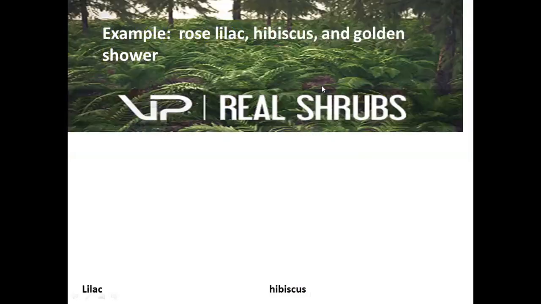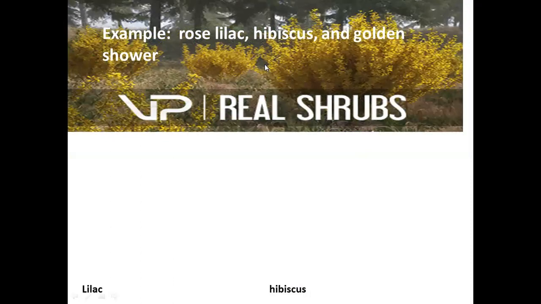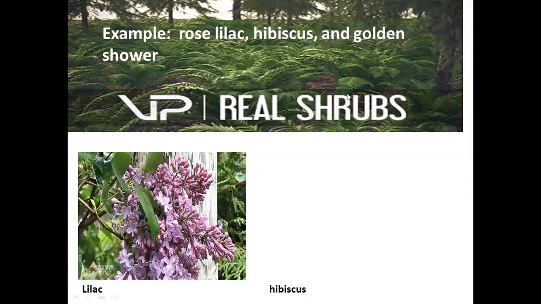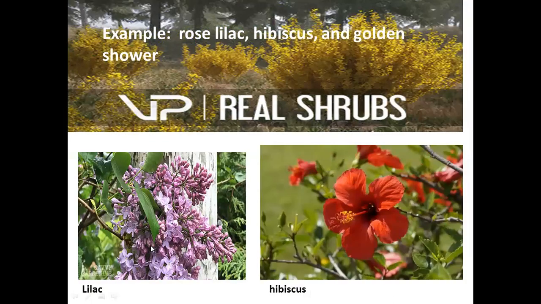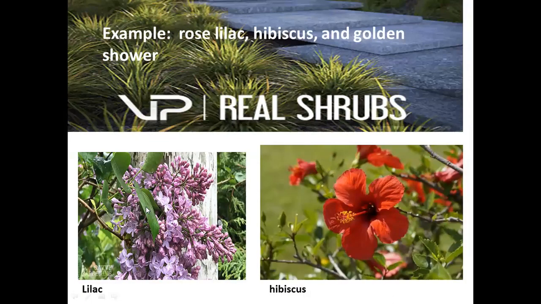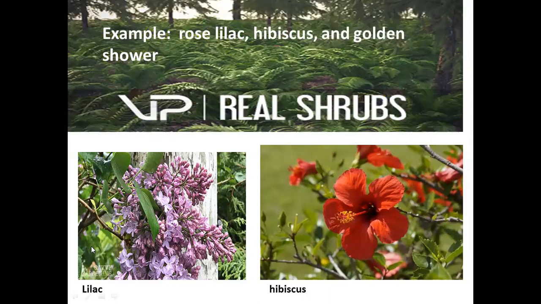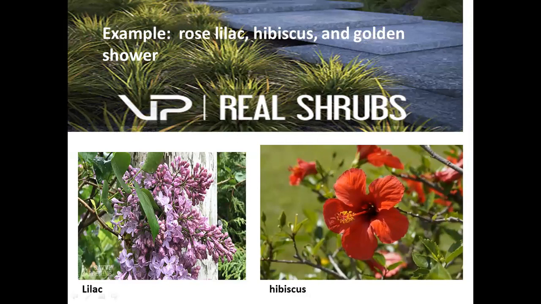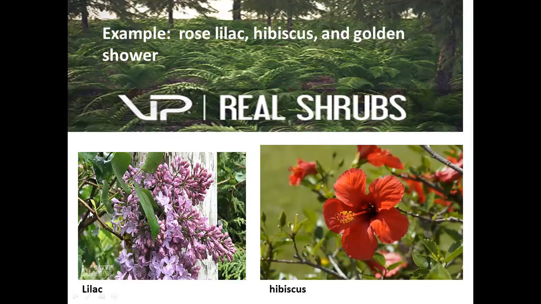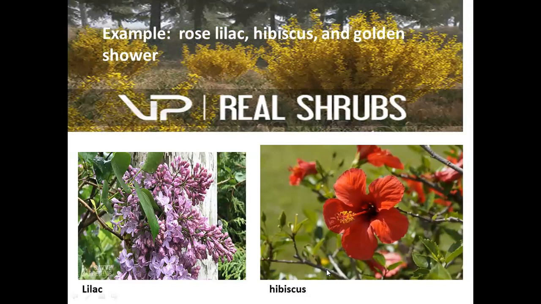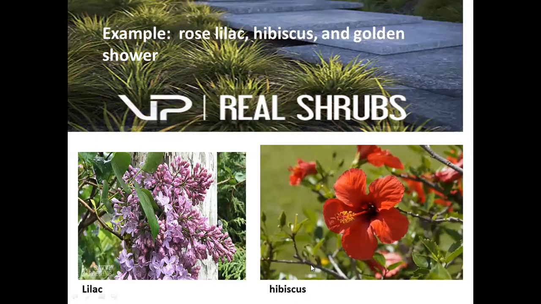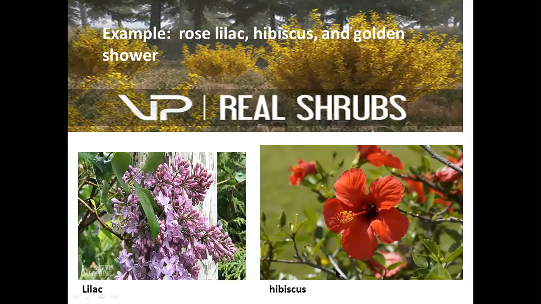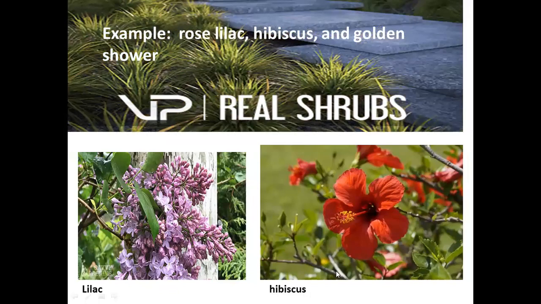Examples are rose, lilac, hibiscus, and golden showers. Understood? These are the examples of shrubs. Look at this picture. Thin woody stem. Can you see it? Look at this picture. Can you see it? It has a thin wooden stem.